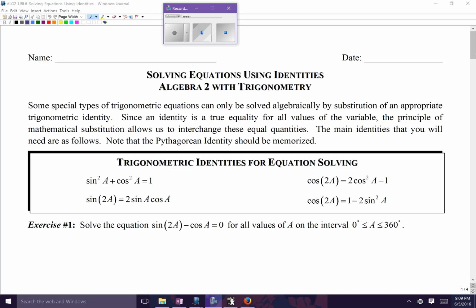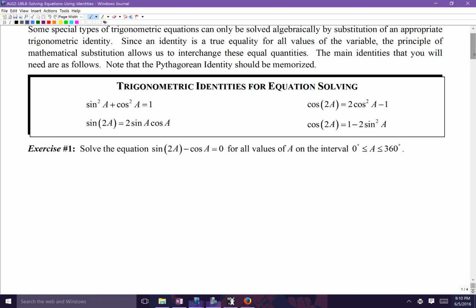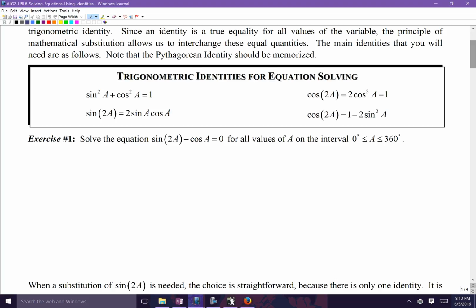Guys, we're going to do Unit 8, Lesson 6, and this is solving equations using identities. This can be kind of tricky, but just hang in there and you will be A-okay. Today we're going to concentrate on the double angle formulas. The double angle formulas are located in your reference sheet, so these are not something that you need to memorize.